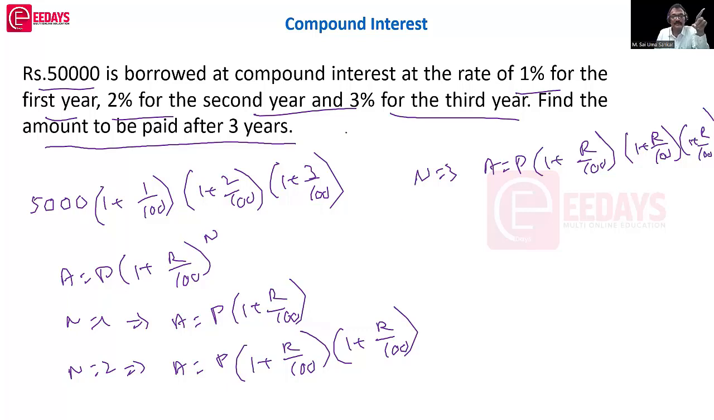But what happened here? First year 1%, second year 2%, third year 3%. Suppose first year r%, second year r%, third year r%.